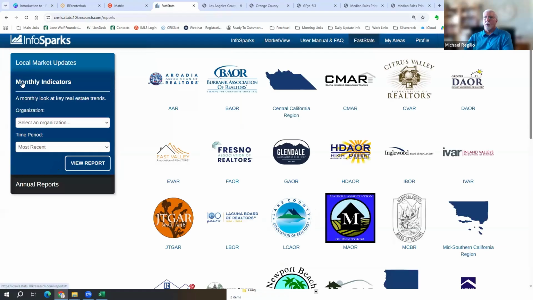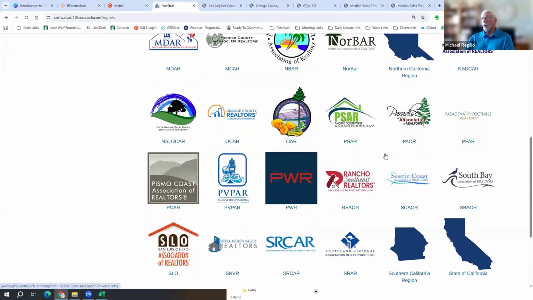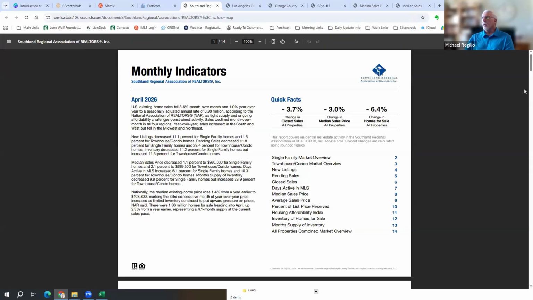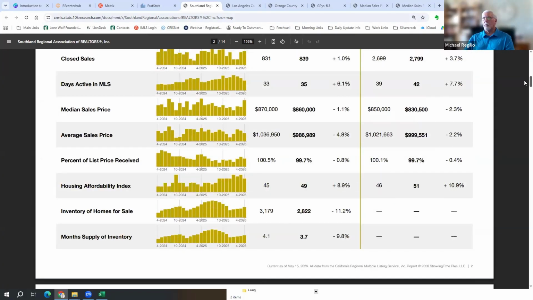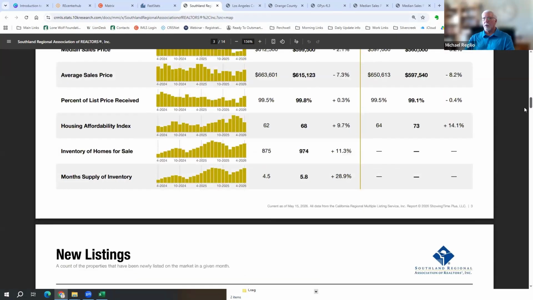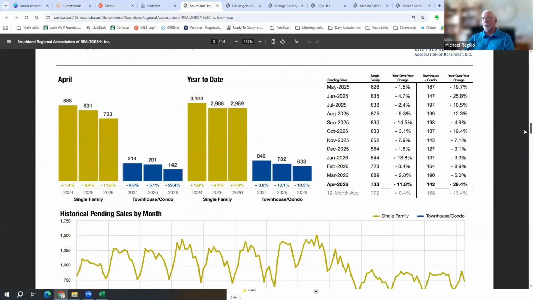The second is called monthly indicators. And this is where it pulls information for transactions done by members of a specific association. So here we can do Southland Regional, and this gives us a little more detailed breakdown of all of the different data points within that, transactions that were done by Southland members.